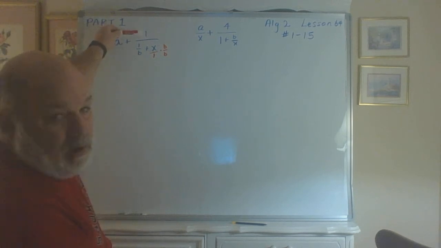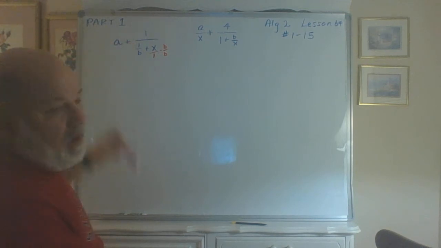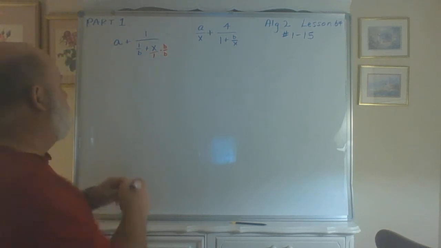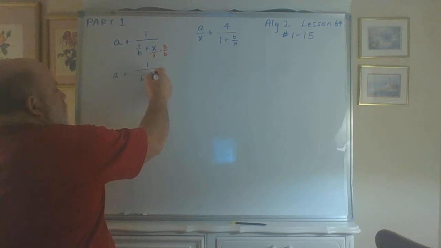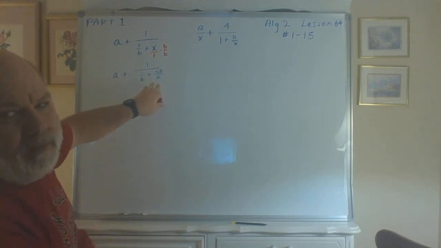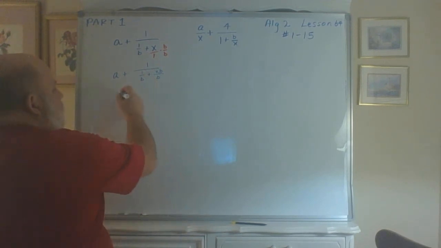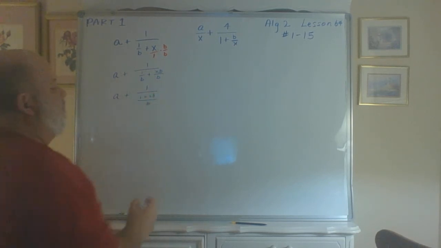Nothing has happened to this number 1. Nothing has happened to this letter a. Nothing has happened to that 1 over b yet. So I'm going to rewrite it. That's just going to be a plus 1 over b plus xb over b. Now, I didn't really need to write all this yet. I just could have combined those right away, but I want to show you that. So this becomes a plus 1 over 1 plus xb all over that common denominator of b.